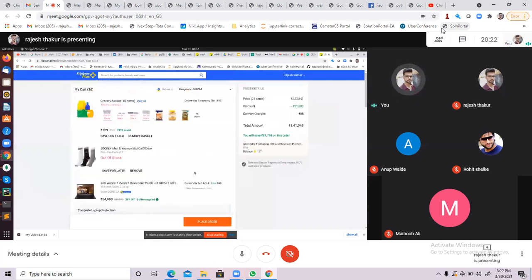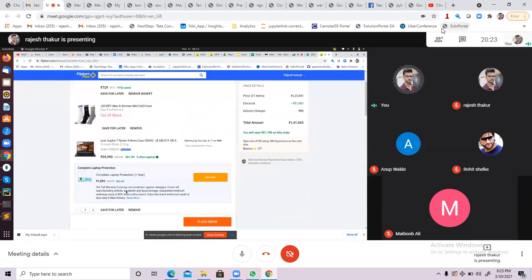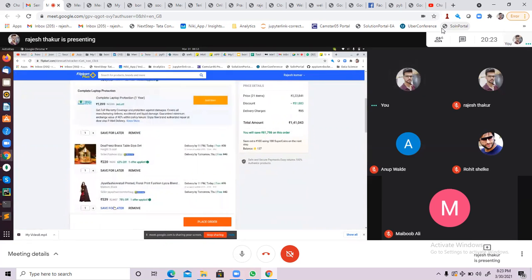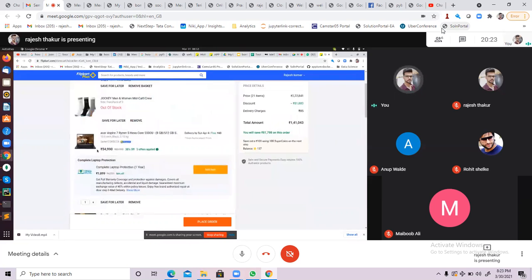Again, another problem I would like to give you. See, whatever elements are in the cart, let's suppose I have this grocery basket. I have this Jockey men's and women's wild cup crew, I have this laptop, I have these many things, right? I want to check that based on this item, this price should match. So this price depends on this title, yes or no? Yes. If you're not saying anything, I will think it's a yes. So this price is going to depend on the title of this element, right?